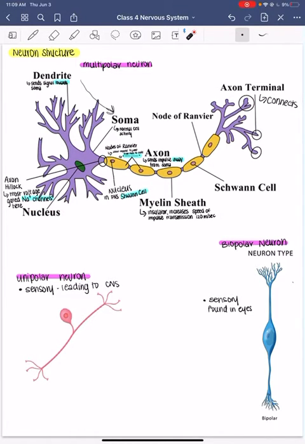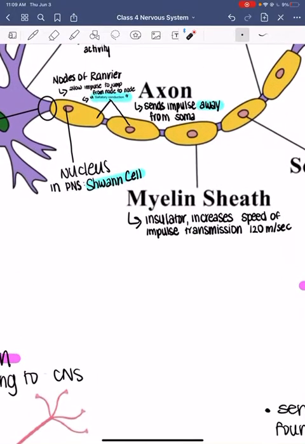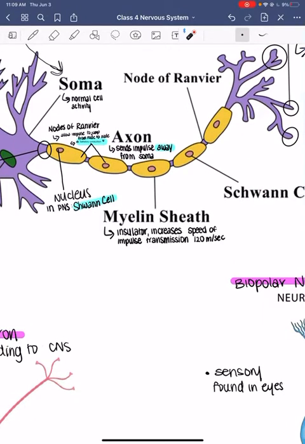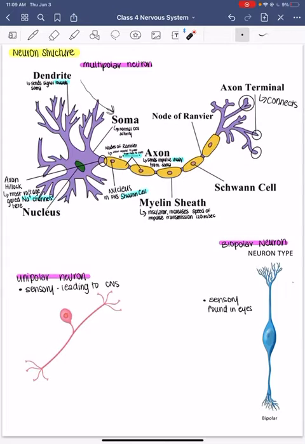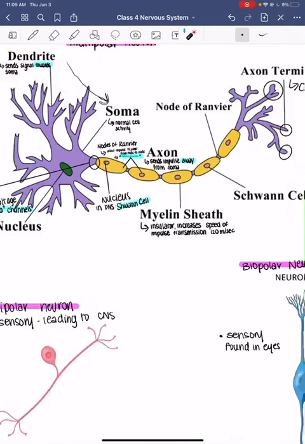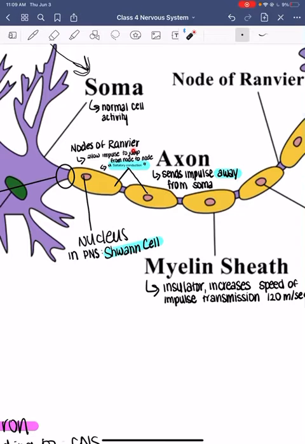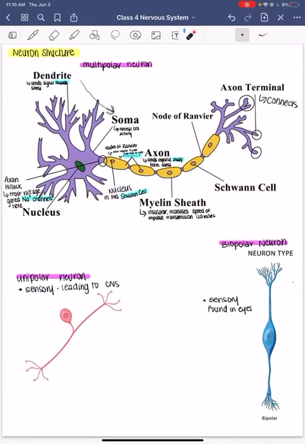Then we have myelination sheaths, which are these orange blocks here. These guys are just insulators which increase the speed of impulse transmission. Next is the node of Ranvier, which is these little purple sections in between the myelination sheaths, and essentially they just allow the impulse to jump from one node to another. This is called saltatory conduction. Saltatory is Latin for jumping, so the signal is jumping.